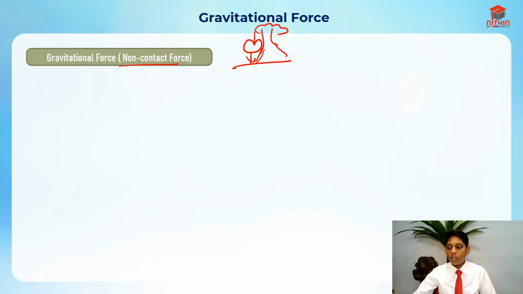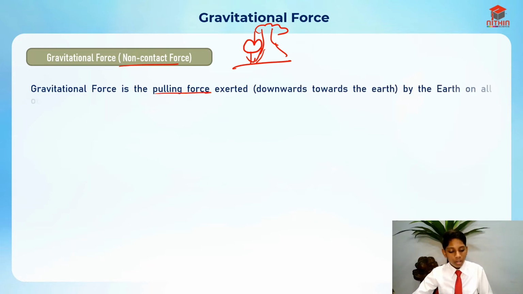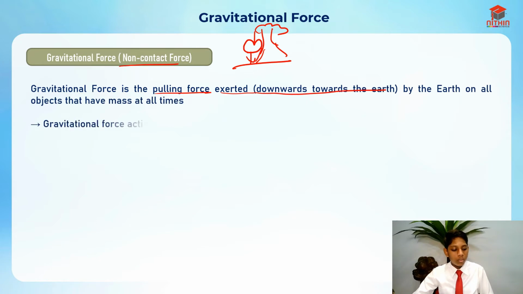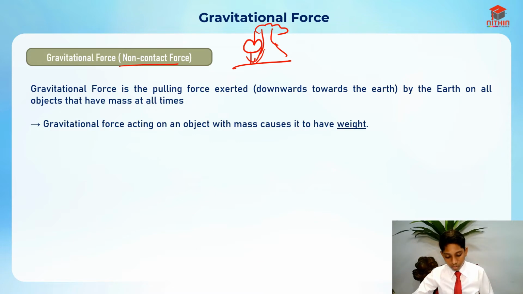Okay, so let's take a look at it. Gravitational force is the pulling force exerted downwards towards the earth. Okay, so let me highlight that. Is the pulling force exerted downwards towards the earth by the earth on all objects that have mass at all times. So if an object does not have any mass, there's no gravitational force acting on it. So gravitational force acting on an object with mass causes it to have weight. Okay, so mass and weight are actually two different things.